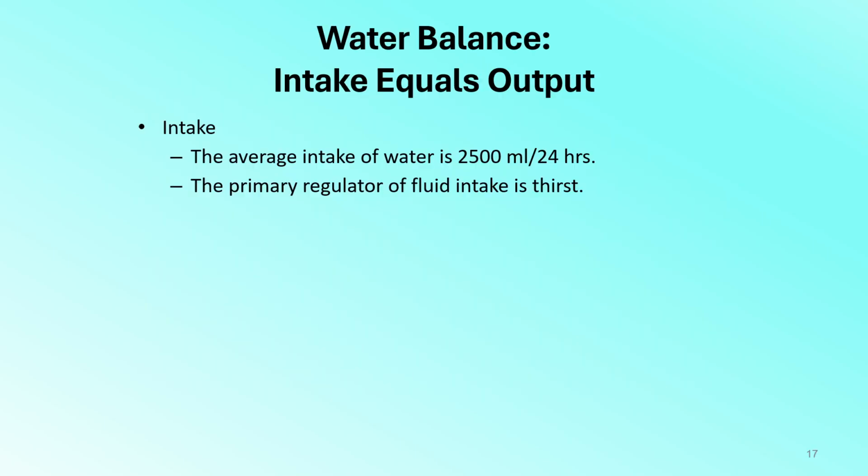In a perfect world, we would see a balance between intake and output. Now, remember that not all fluid intake is drinking. There is a substantial amount of water in food, especially food that isn't very salty. Pizza doesn't have a lot of water in it, but fresh vegetables and soups generally have a fair amount of water in them. So our average intake, in most situations, is around 2.5 liters every 24 hours.